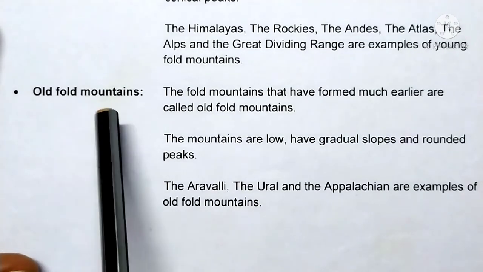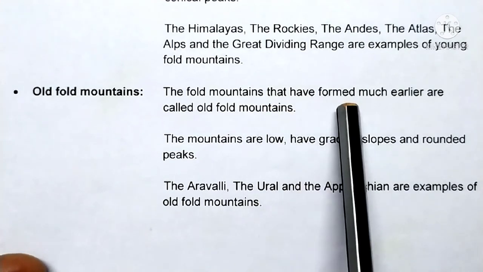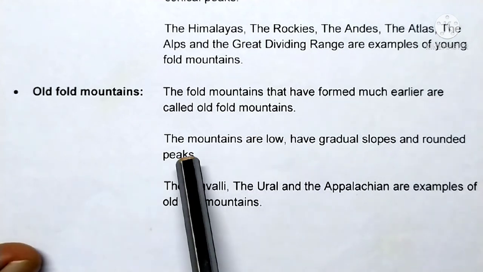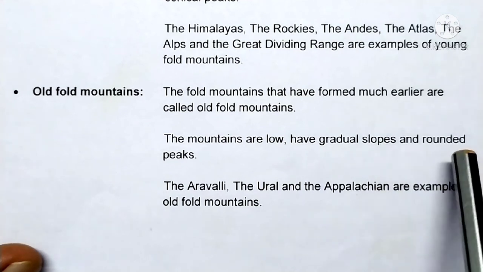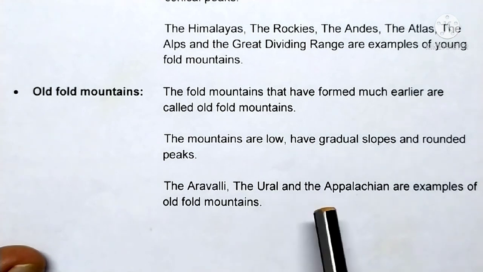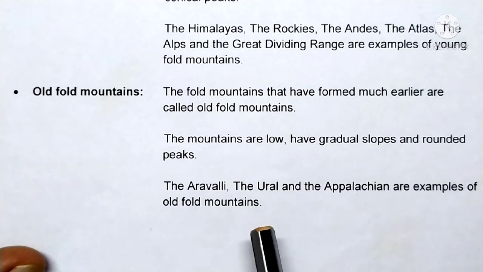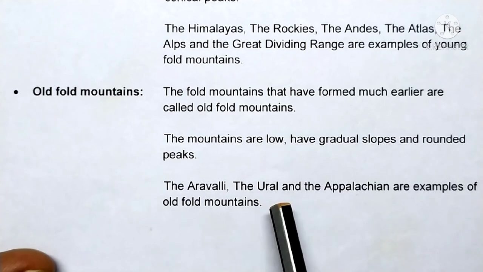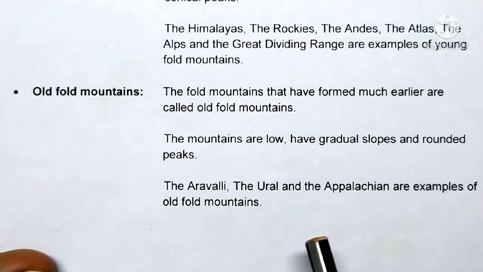Then old fold mountains. The fold mountains that have formed much earlier are called old fold mountains. These mountains are low, have gradual slopes and rounded peaks. The Aravalli, the Ural and the Appalachian are examples of old fold mountains. Let me read it out once again. The Aravalli, the Ural and the Appalachian are examples of old fold mountains.